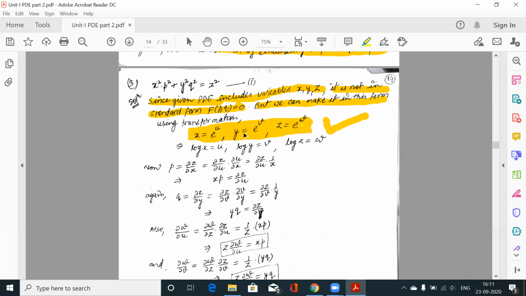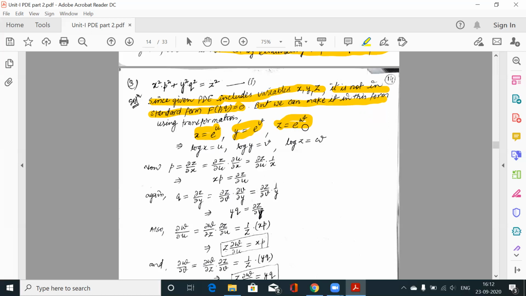So this is the transformation using which we can convert this equation into standard form 1. Means what is the problem? We have to eliminate x, we have to eliminate y, we have to eliminate z, because in the standard form there are p and q only. So otherwise every variable we have to eliminate. So use this transformation. So we are converting x into u. x is equal to a function of u, y is equal to a function of v, and z is equal to a function of w. Means we are changing x into u, y into v, z into w.